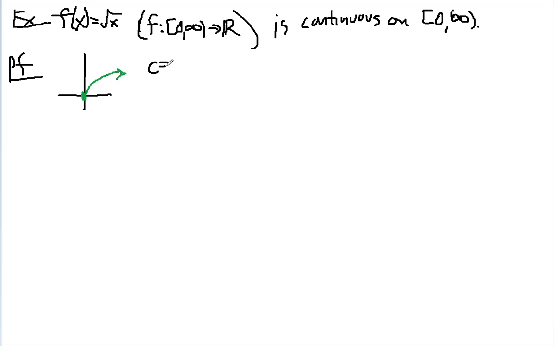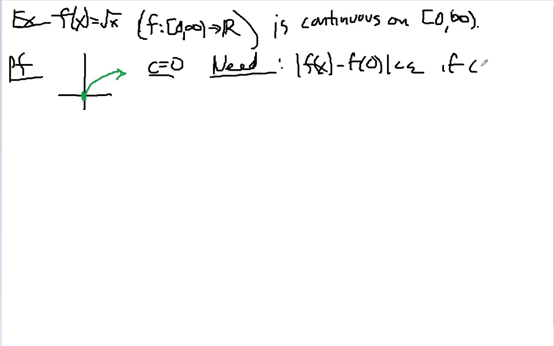The first case is if c equals 0. Then what we need to prove is that |f(x) - f(0)| is less than epsilon if |x - 0| is less than delta. And I get to pick the delta. Well, this boils down to the square root of x having to be less than epsilon. In other words, I need x to be less than epsilon squared.